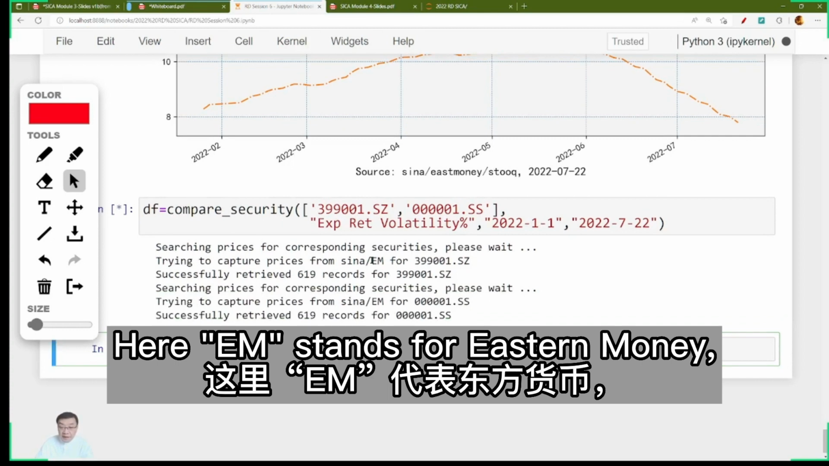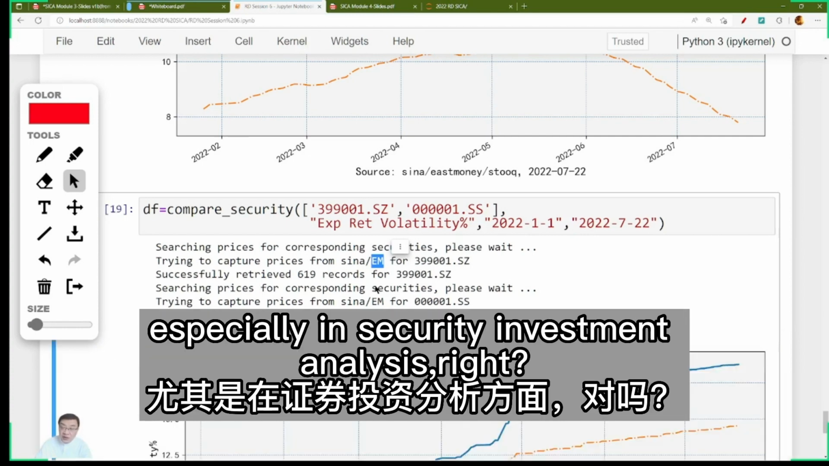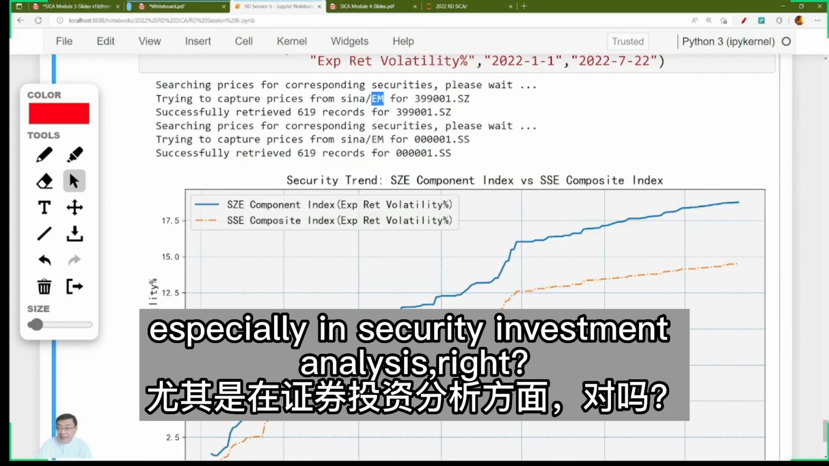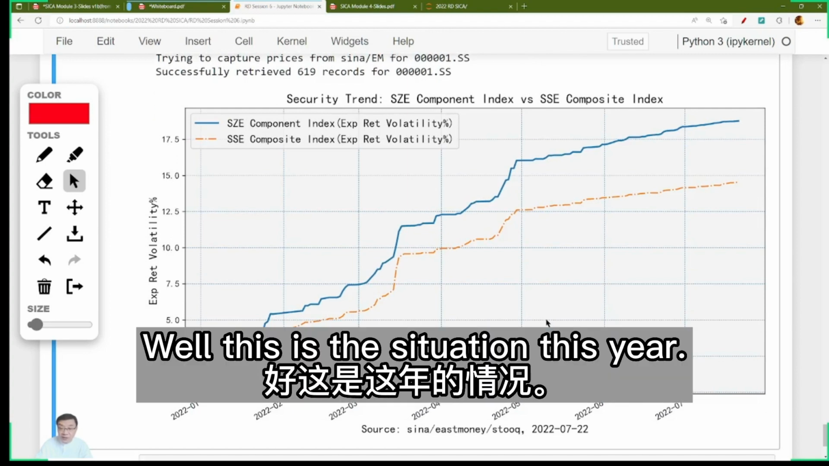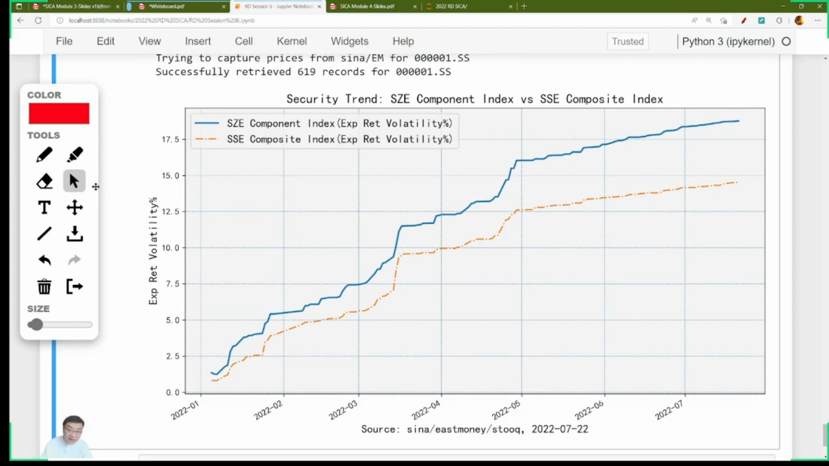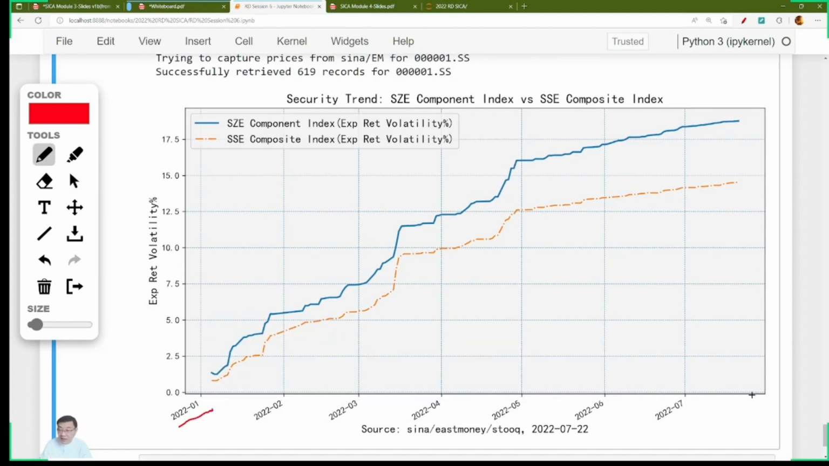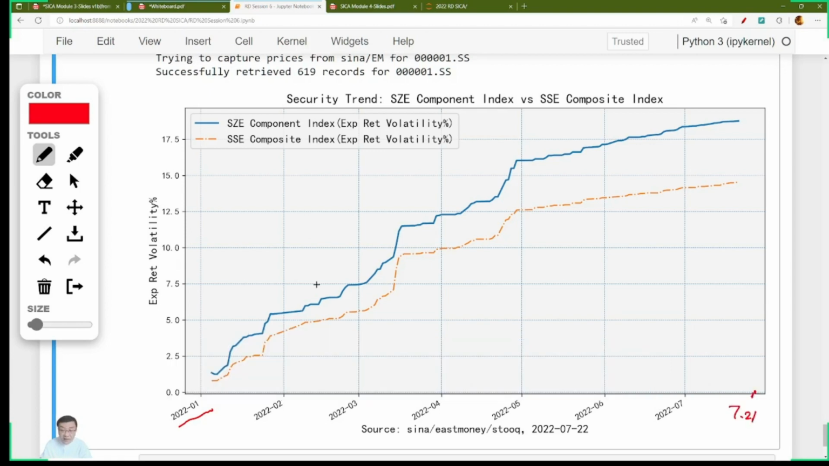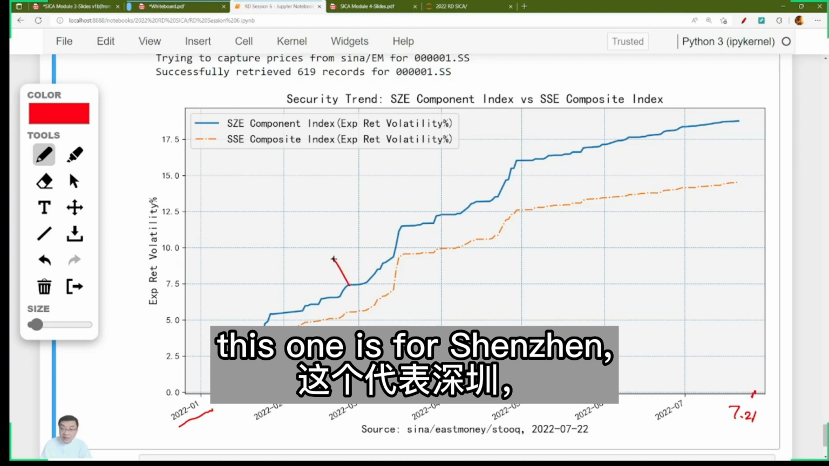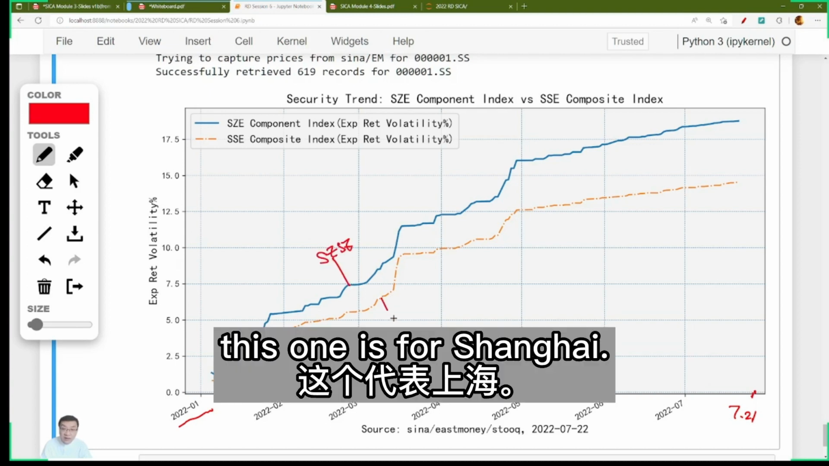Here, EM stands for East Money, which is a famous website in China, especially in security investment analysis, right? Well, this is the situation this year. This is the beginning of this year. Here, I believe probably July 21st. This one is for Shenzhen. This one is for Shanghai.